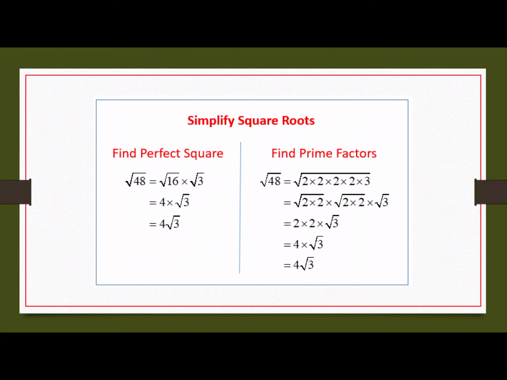Square root of 48 would be the square root of 2 times 2 times 2 times 2 times 3. You'd simplify that to the square root of 2 times 2 times the square root of 2 times 2 times the square root of 3. Simplify that to 2 times 2 times the square root of 3. That would be 4 times the square root of 3.